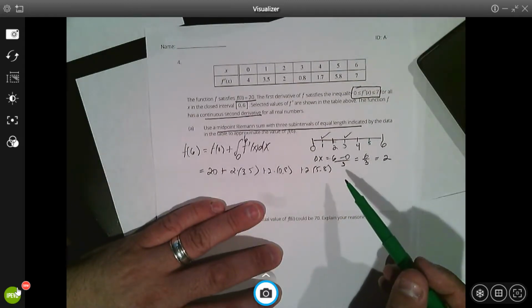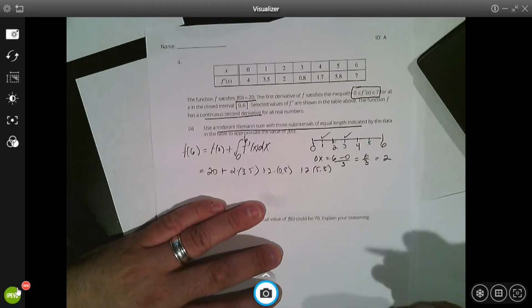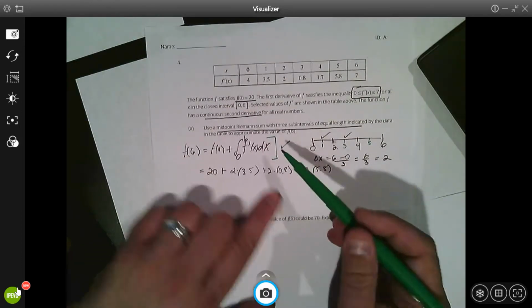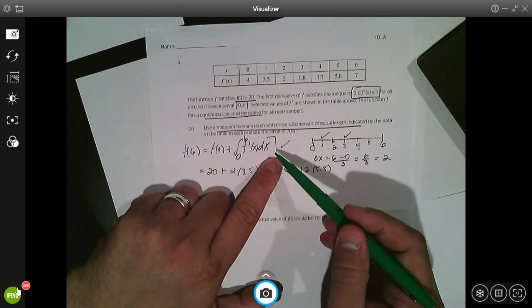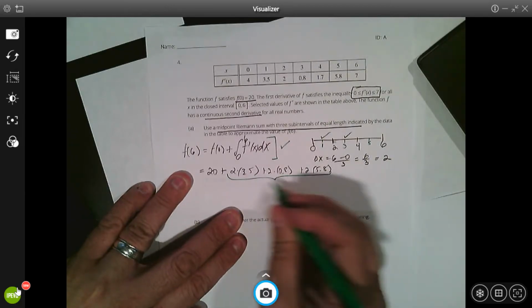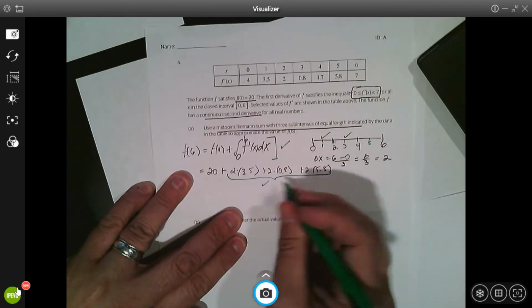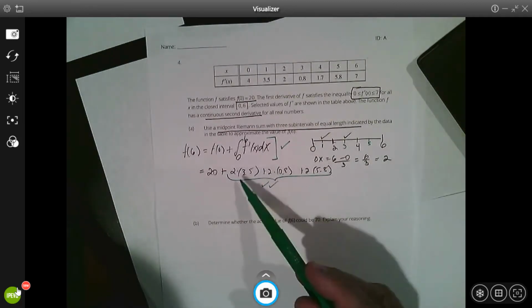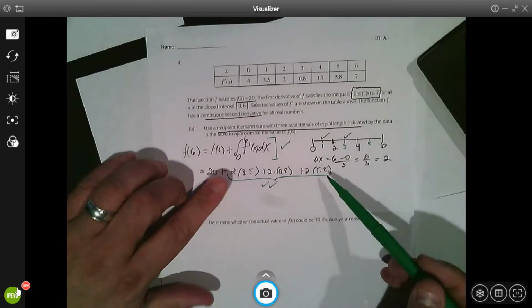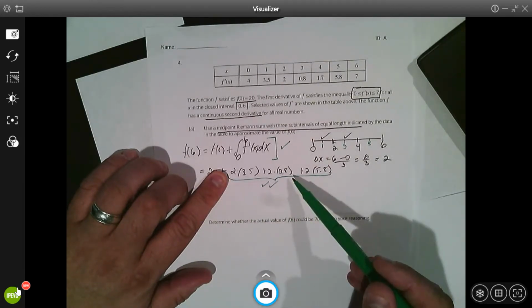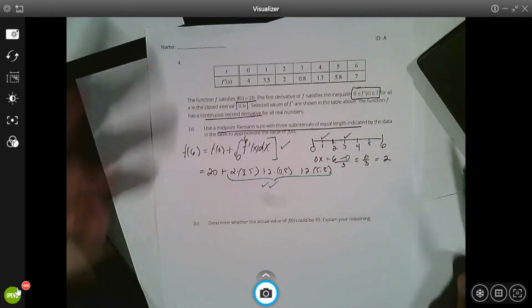In terms of how the College Board awarded the points, they said 1 point for recognizing to use the fundamental theorem of calculus, 1 point for this general form, and then 1 point for the numerical answer. Because of the way I chose to write this out, the form really is the answer.